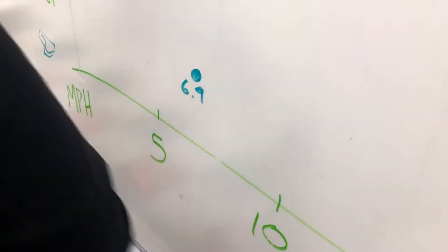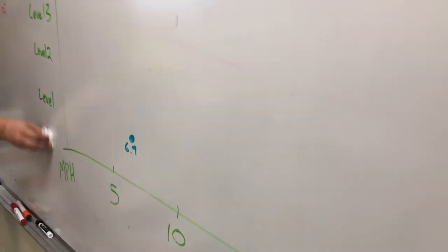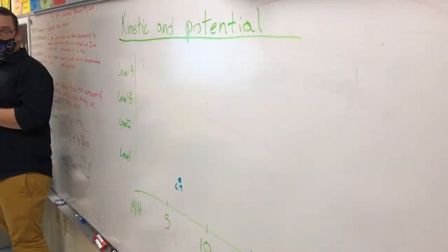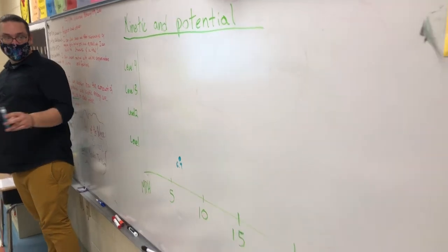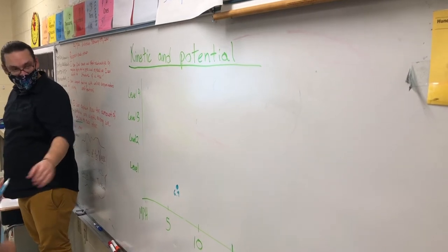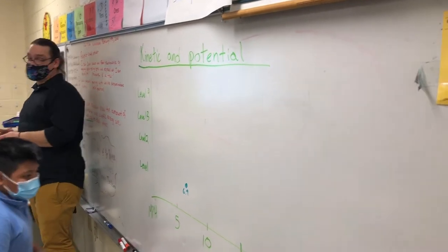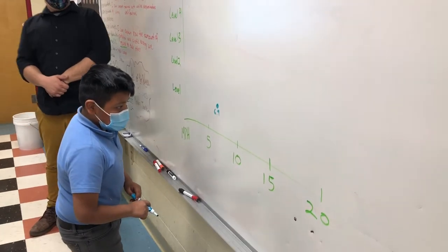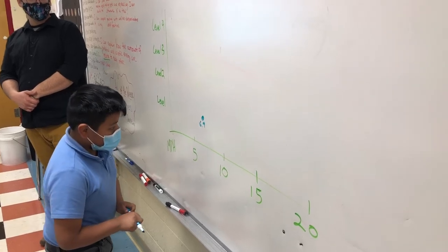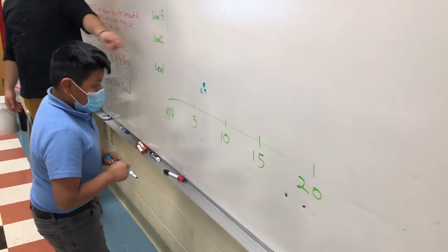Now who can tell us, can someone come up and show us where the next dot should go for level 2? We're taking the speeds from the table, and we are plotting them in this graph. Eddie, come up, show us. 10.2, and make sure that you come at that height for level 2. 10.2 miles per hour, that's not even an 11. So it's almost right on 10.